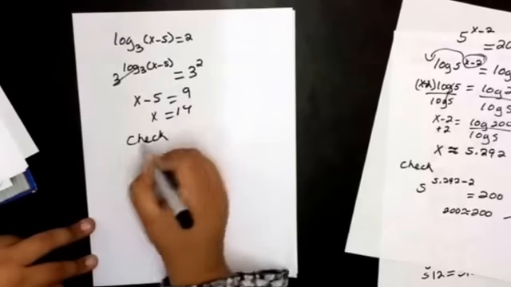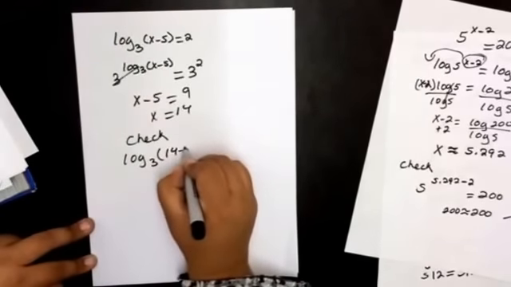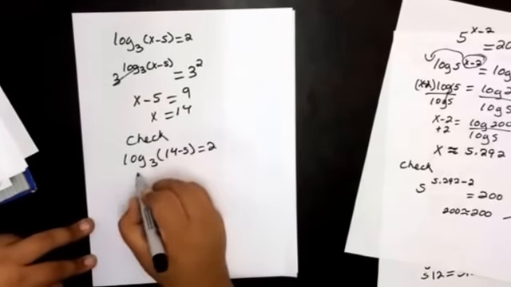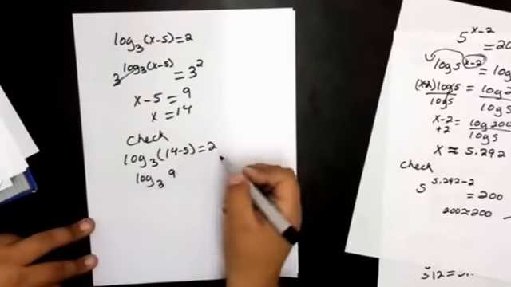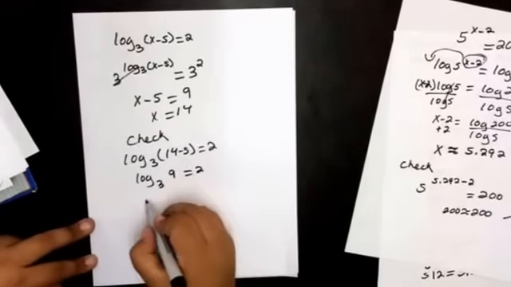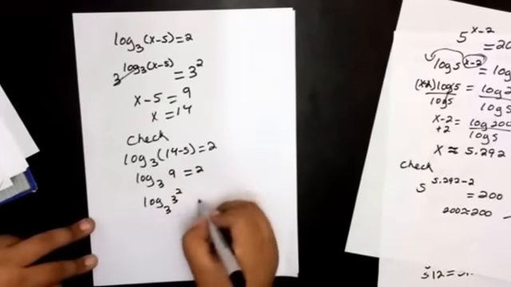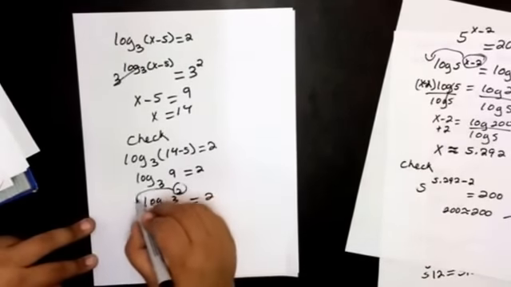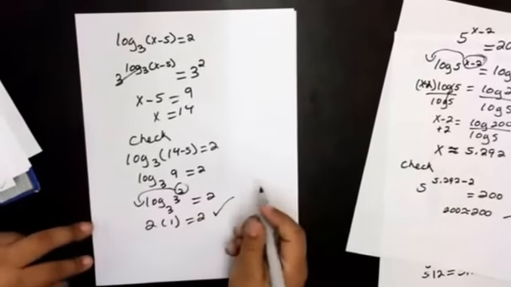And if we check, log base 3 of 14 minus 5 equals 2. This is log base 3 of 9 equals 2. 9, I can write as log base 3 of 3 squared. You bring the exponent to the front. So 2 times 1 equals 2. So it works.